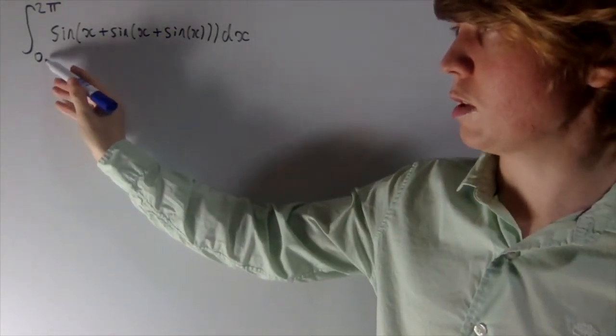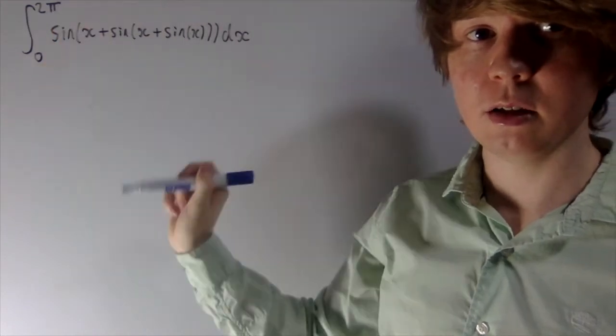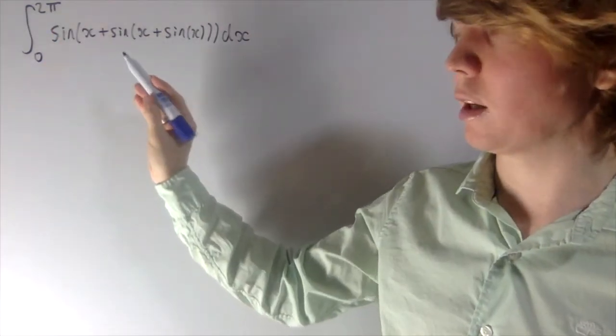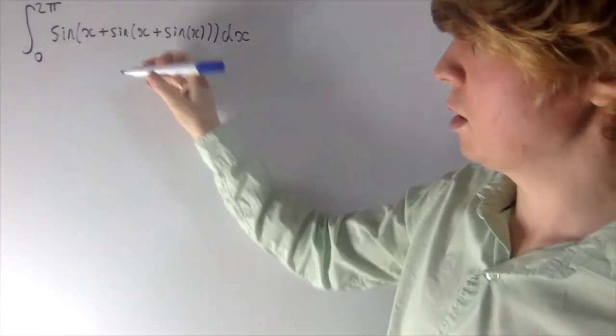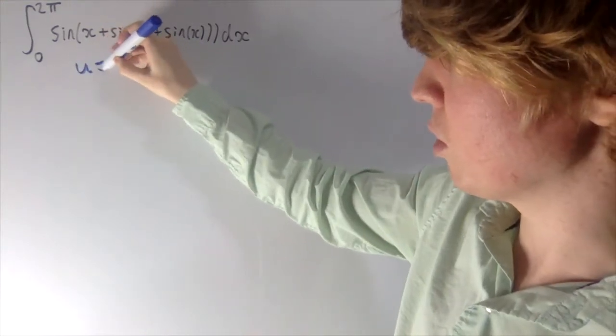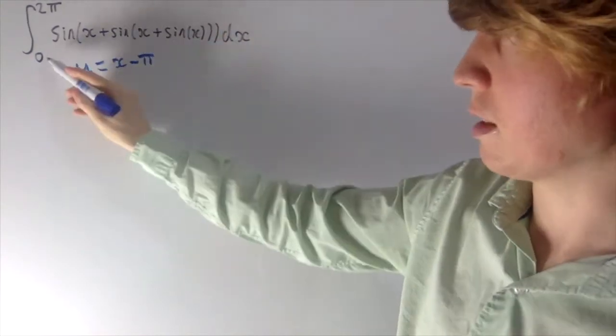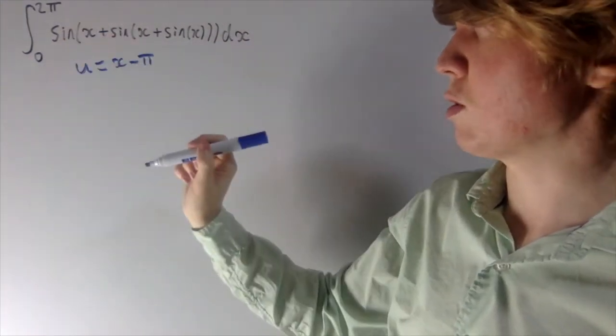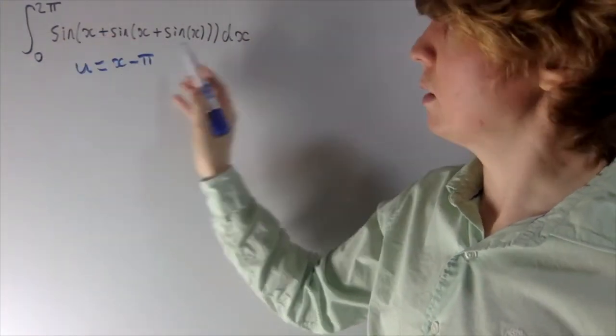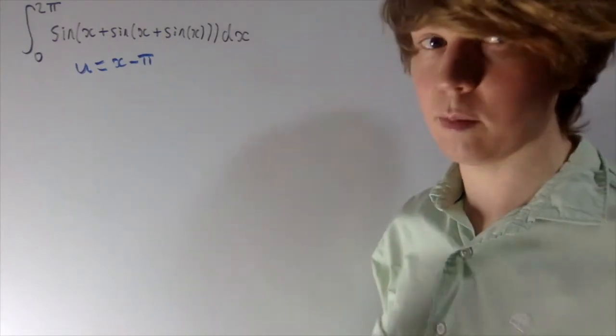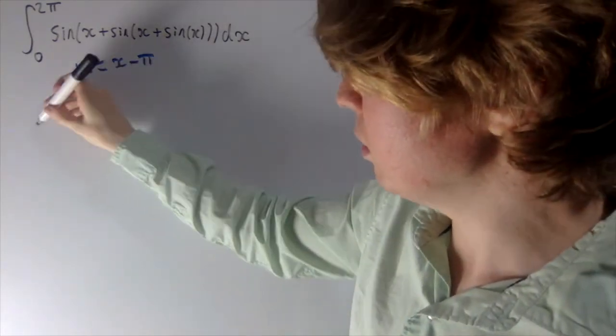Okay, so the first thing I'm going to do now is a substitution, so that instead of integrating between 0 and 2 pi, we're going to now integrate between minus pi and positive pi. I'm just going to do a simple substitution here. u is equal to x minus pi. So then when x is 0, u is minus pi. When x is 2 pi, u is pi. And your dx and your du just stay the same.